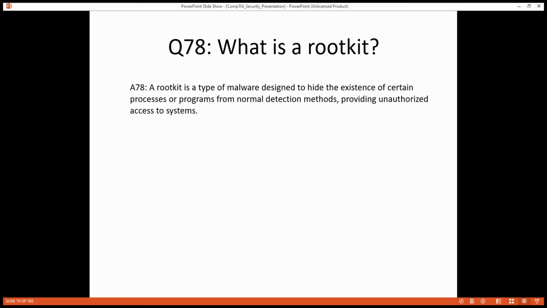Q78. What is a rootkit? A78. A rootkit is a type of malware designed to hide the existence of certain processes or programs from normal detection methods, providing unauthorized access to systems.